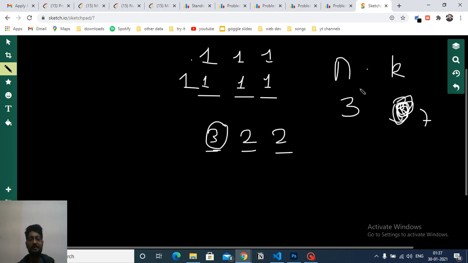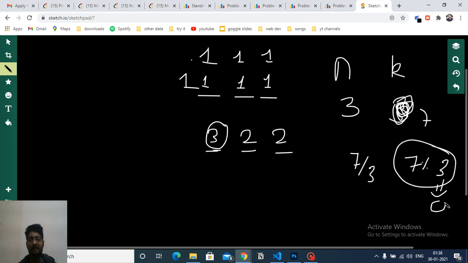So as you can see, if n is smaller and k is greater than n, then what you can do is find the minimum level you can divide out. How can you find it? It's just 7 divided by 3, and you have to find how many elements are left, which is 7 mod 3. If this value becomes equal to 0, which means all of these elements are evenly distributed, and the answer is just 6 divided by 3.